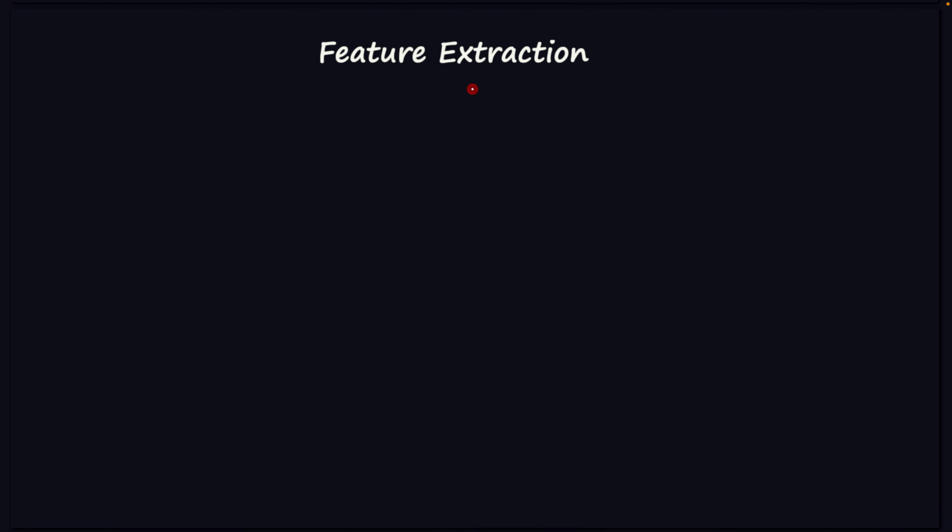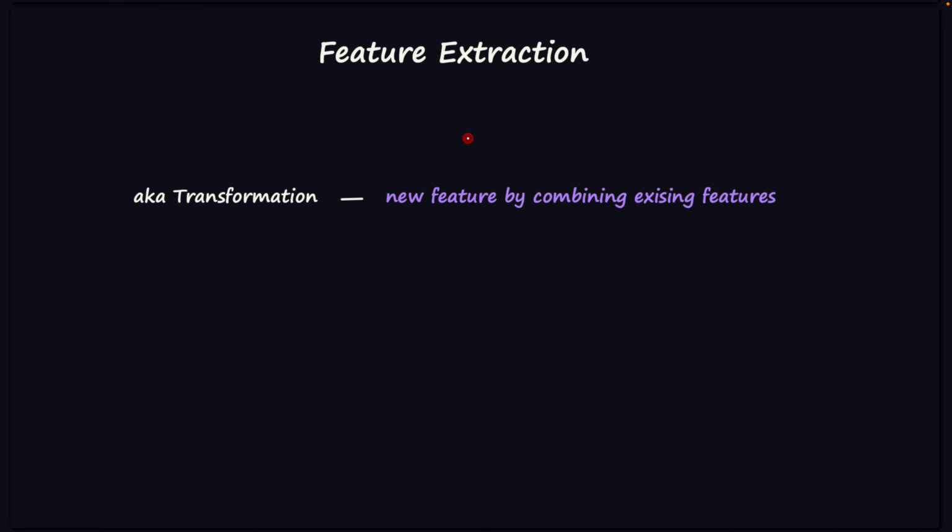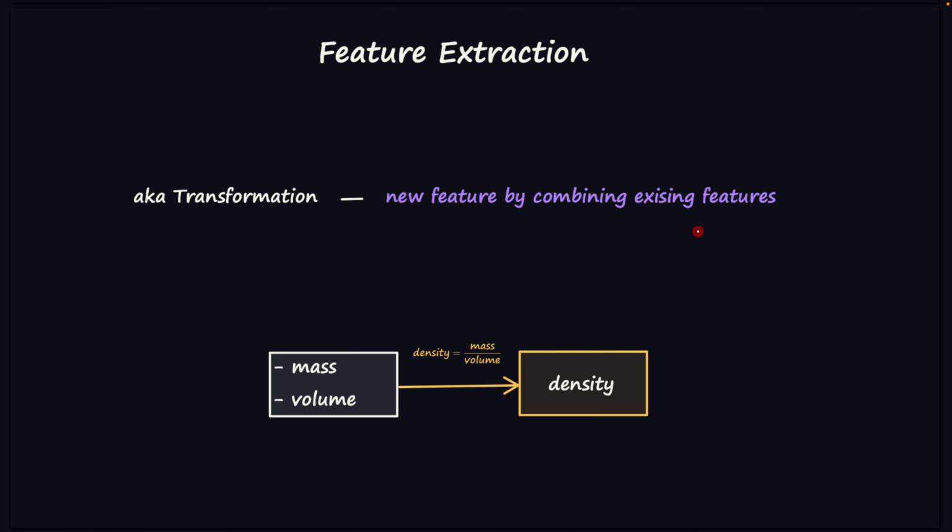Next, let's look at something called feature extraction. Feature extraction is also known as transformation. This is basically a task of creating a new feature by combining existing features. This will be useful in some cases. Let's understand this with an example.